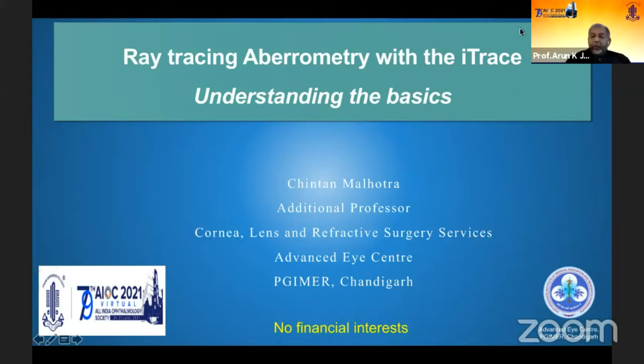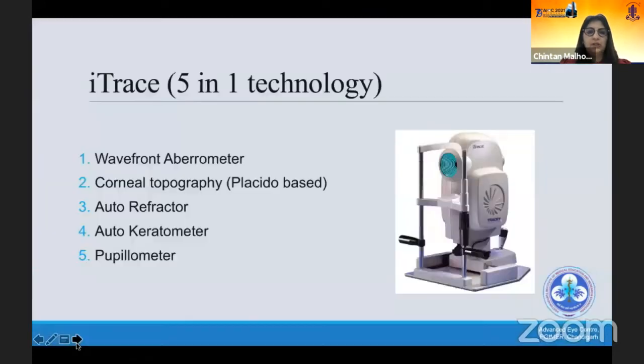Dr. Chintan Singh: Thank you so much, sir, and thank you for having me in this course. I'll try to be as brief as possible in the interest of time. The talk is about the basic ray tracing, what we understand by ray tracing, and what are the advantages that this instrument gives us.